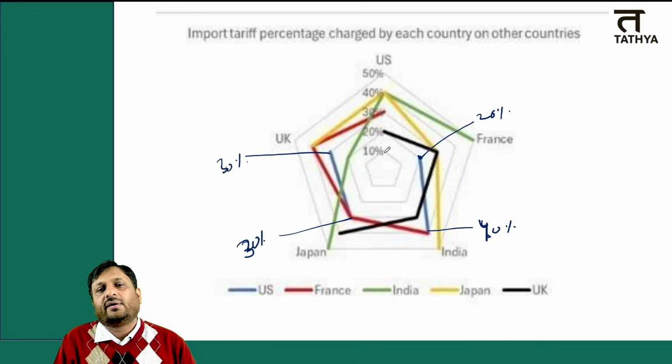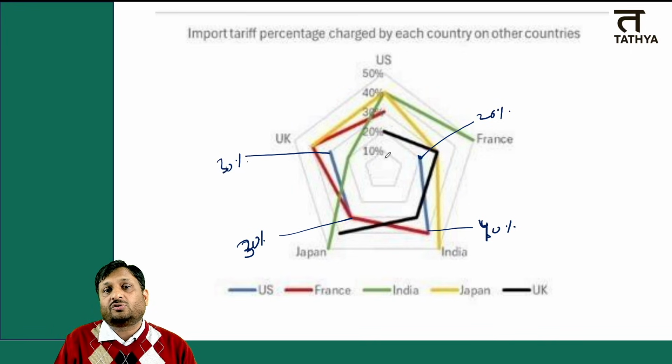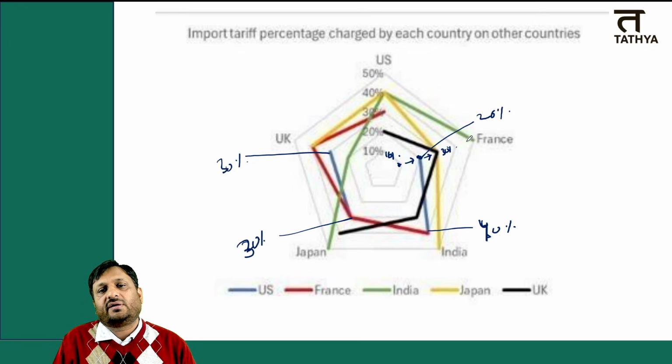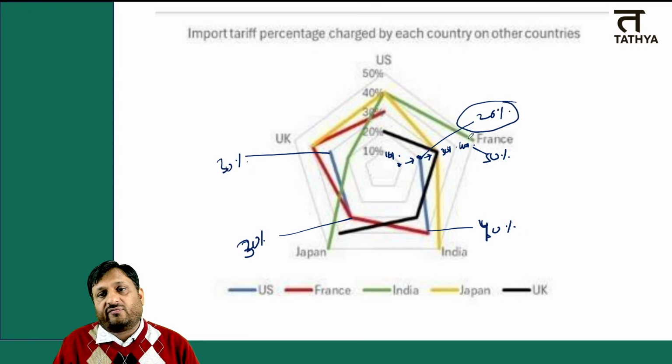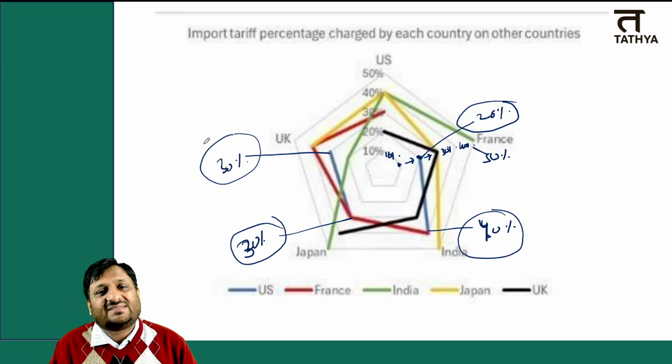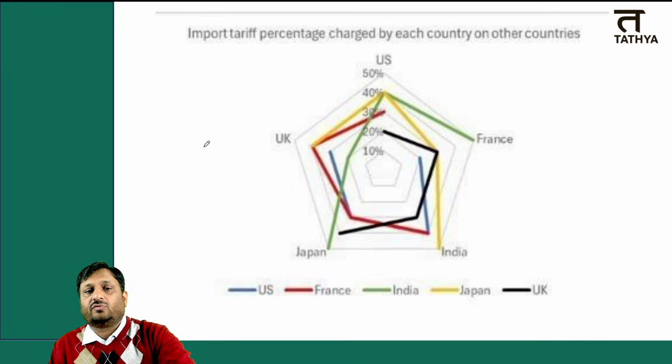How are you reading it? The innermost pentagon is 10%, written here, then it is 20%. As you move outward, 10% is increasing in every slot. It is 30%, then 40%, then the outermost is 50%. The US is charging 20% import tariff on France, 40% on India. Why so much on India? I don't know. 30% on Japan and 30% on UK, isn't it? So that's how you read it.